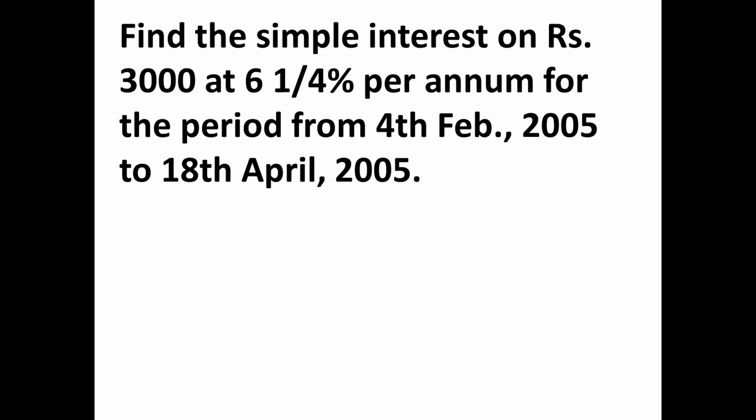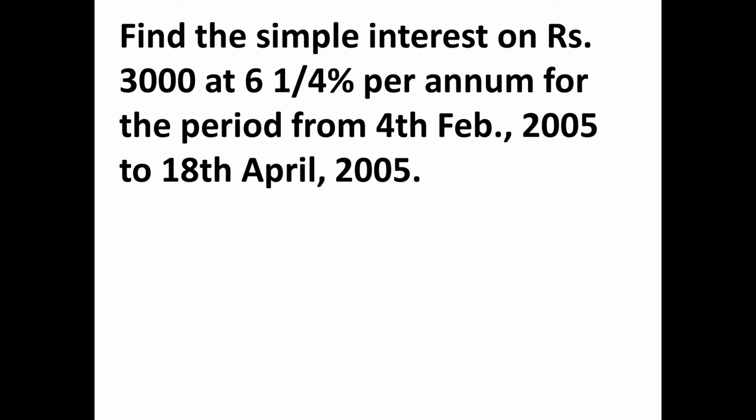Now I move to another question, the third question. Now what is the third question all about? Find the simple interest on rupees 3,000 at 6 and 1/4% per annum for the period from 4th Feb 2005 to 18th April 2005. I'm again repeating my question.